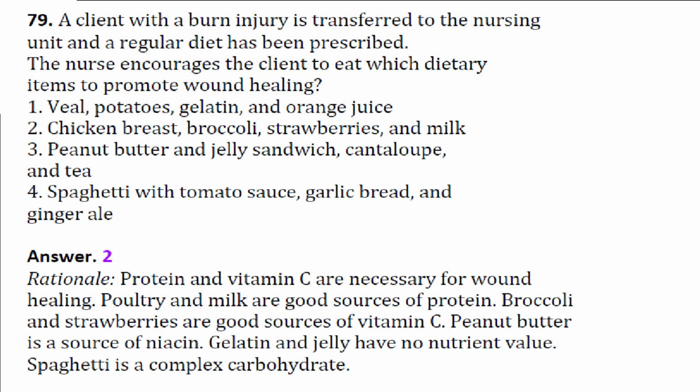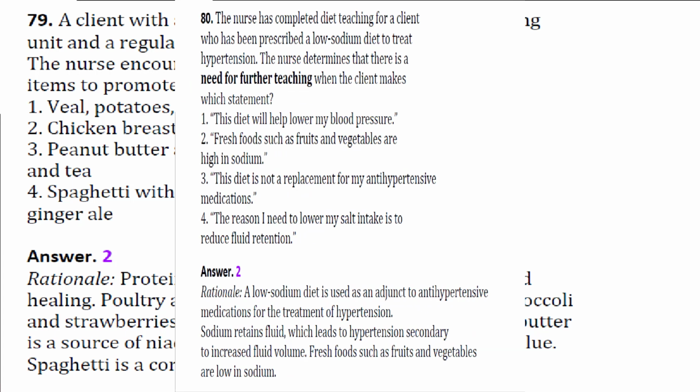Answer: 2. Rationale: Protein and vitamin C are necessary for wound healing. Poultry and milk are good sources of protein. Broccoli and strawberries are good sources of vitamin C. Peanut butter is a source of niacin. Gelatin and jelly have no nutrient value. Spaghetti is a complex carbohydrate.